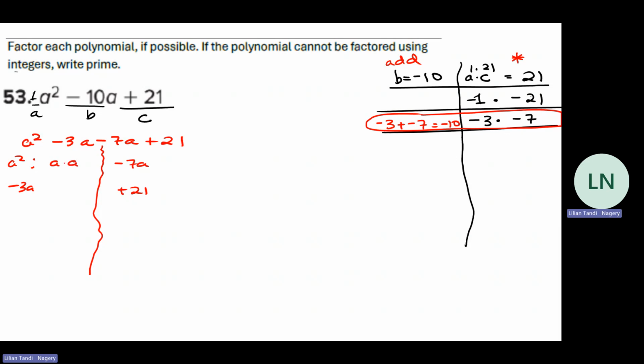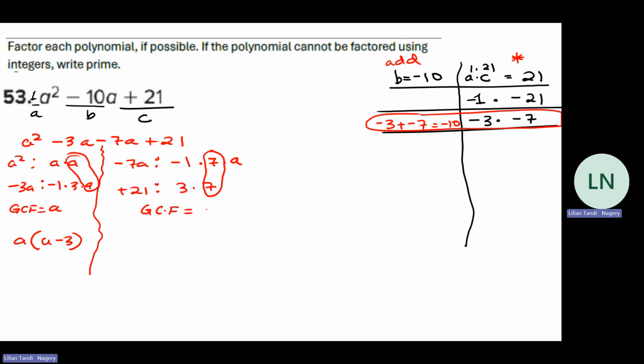A squared is a times a. Negative 3a is negative 1 times 3 times a. My common factor is a, my greatest common factor is also a. A outside, a minus 3. Break down negative 7a, negative 1 times 7 times a. Break down 21, 3 times 7. Common factor is 7, greatest common factor is 7. 7 outside, negative a plus 3.